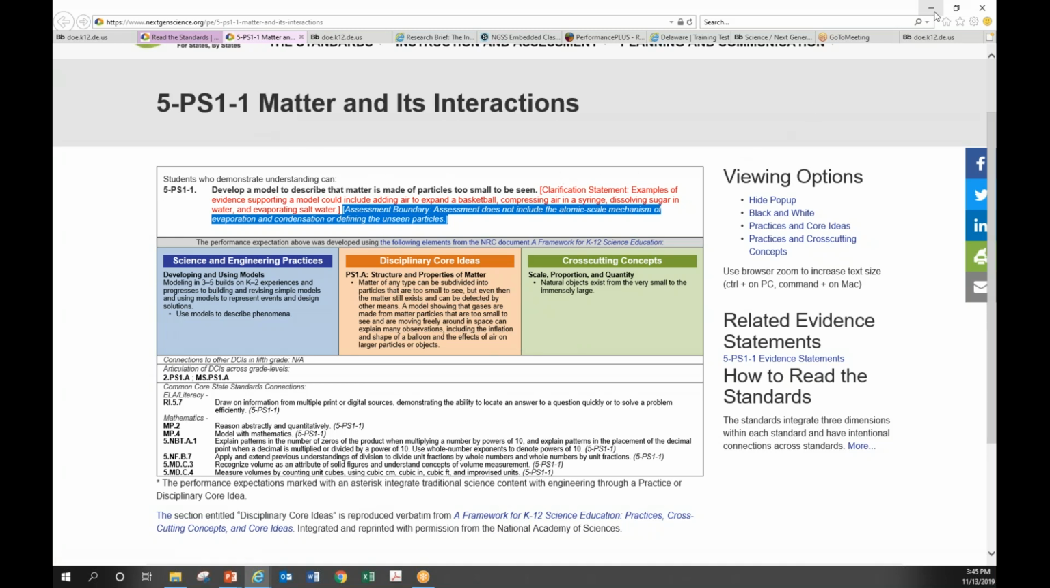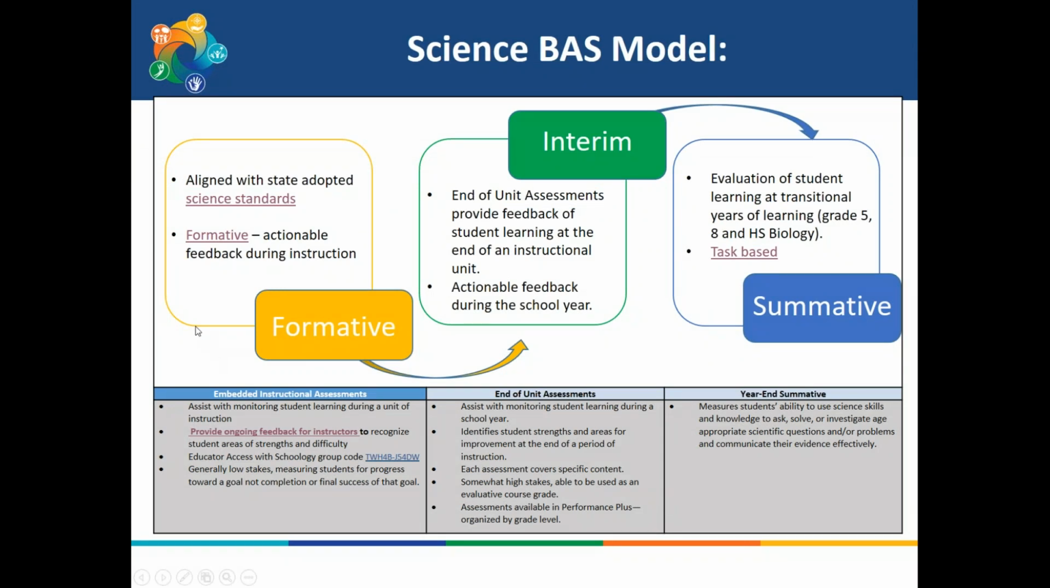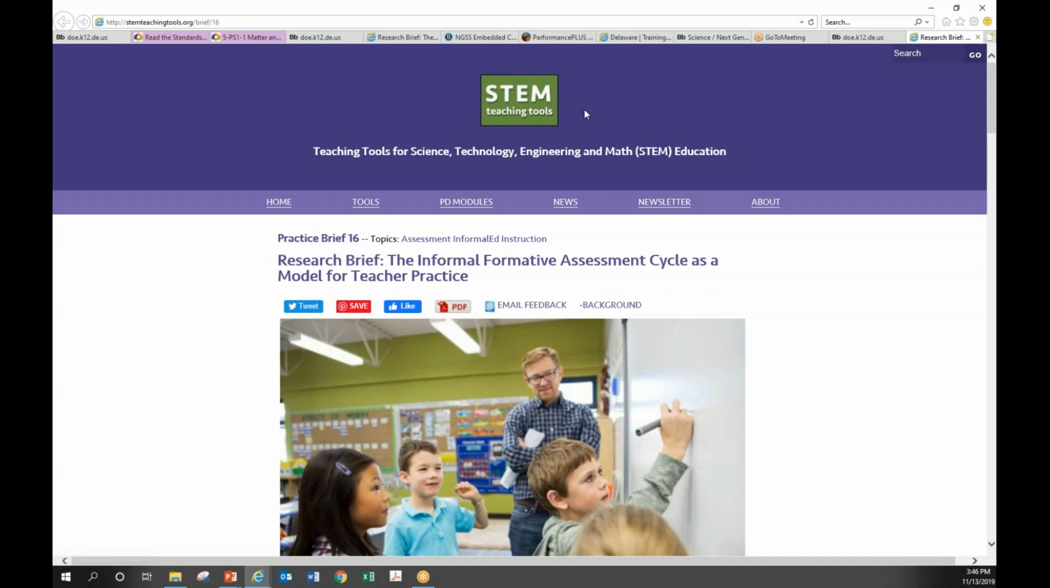But in case a teacher was curious about that whole idea about, what's the difference between a formative assessment and benchmark assessment? How do I even write one of these things? What does it look like to use 3 dimensions in a question in the first place? One can click right here on this formative link, and it'll take them to the STEM teaching tools, which is an amazing website and resource for teachers.